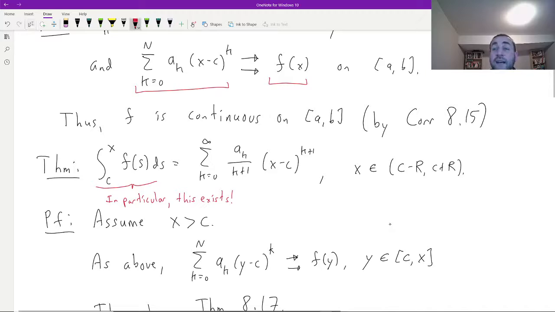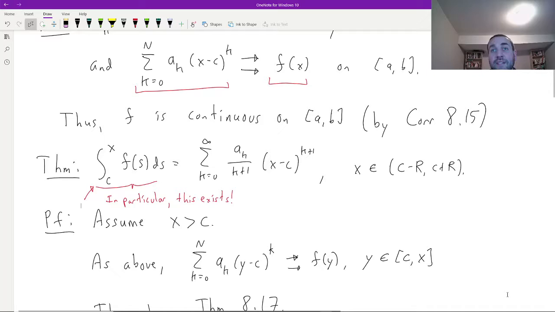The next theorem is, in the same situation, the integral from c to x of f(s) ds is equal to the sum from k equals 0 to infinity of a_k over (k plus 1) times (x minus c)^(k+1). In other words, we get a formula for the integral of a function in terms of the power series of the original function. Now, I'll highlight something that is often easy to miss. One part of this theorem is saying that actually this integral does exist, which is otherwise, I think, not 100% obvious. So how do we prove something like this?